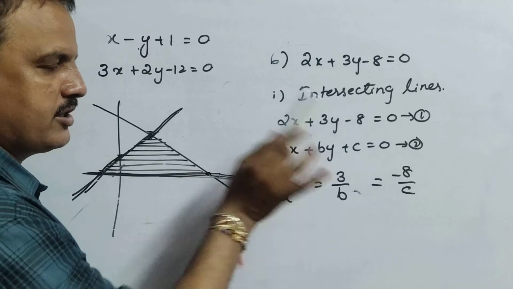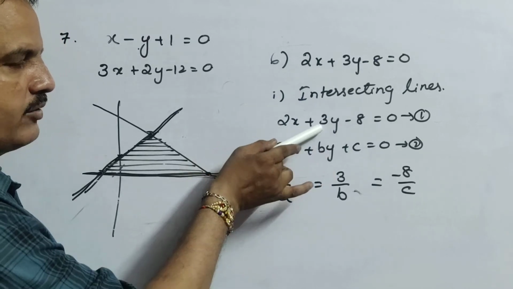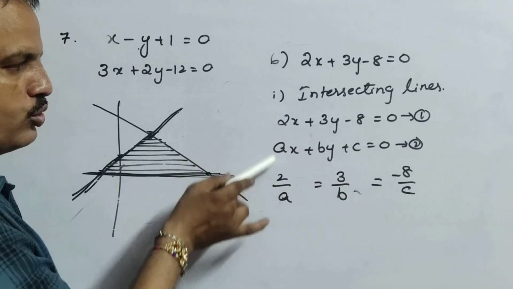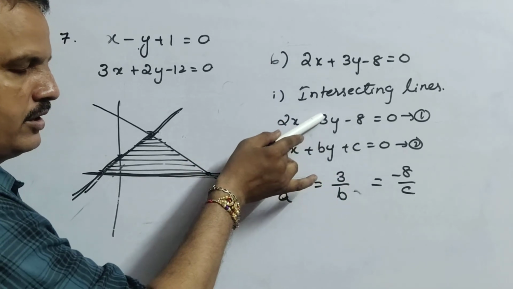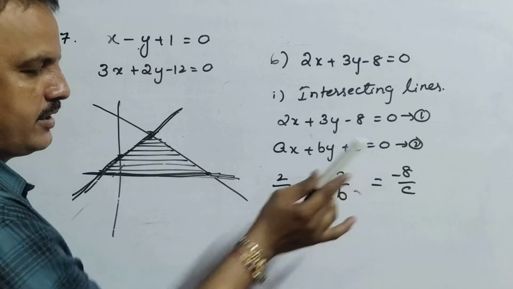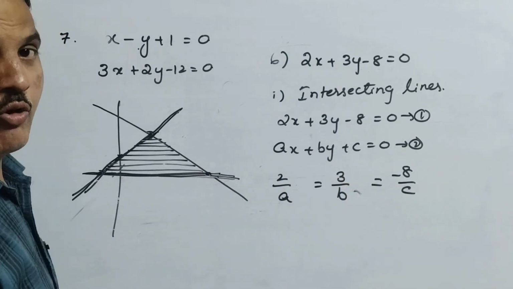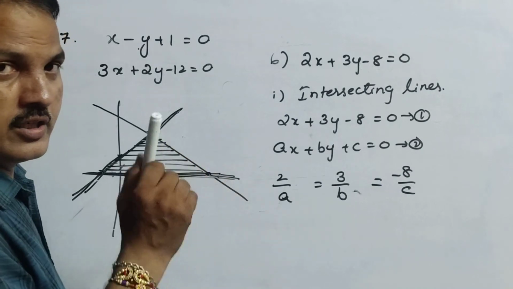Ax plus by plus c teeskondi. 2 by a, because a1 by a2, b1 by b2, c1 by c2. So 2 by a, 3 by b, minus 8 by c. These two need not be equal, because for intersecting lines they are consistent and not coincident.